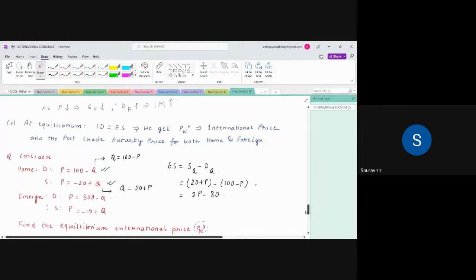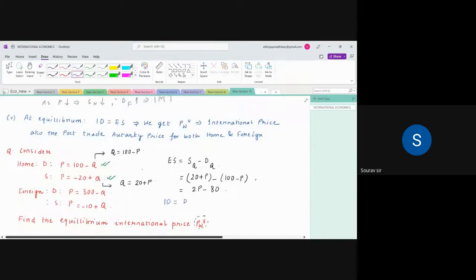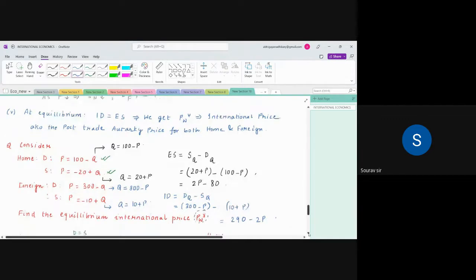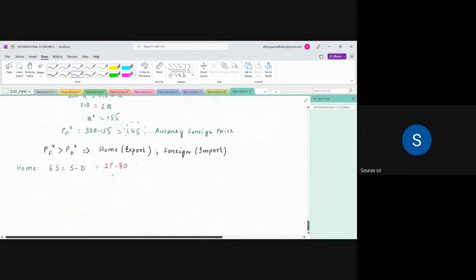Similarly, my import demand curve would be the amount that is demanded minus the quantity supplied. So from here, what will be my Q? It will be 300 minus P. So over here we have 300 minus P minus the supply curve, Q equals 10 plus P. So minus (10 plus P). So this is 300 minus 10, that makes it 290 minus P minus P, so that makes it minus 2P. So my import demand is given by foreign demand minus supply, which is 290 minus 2P.